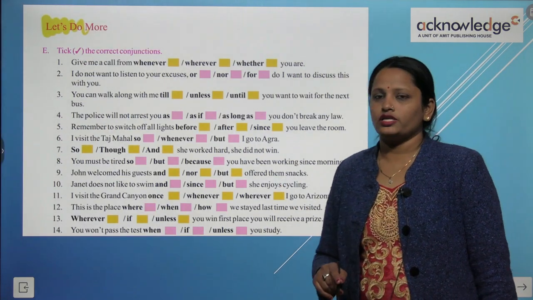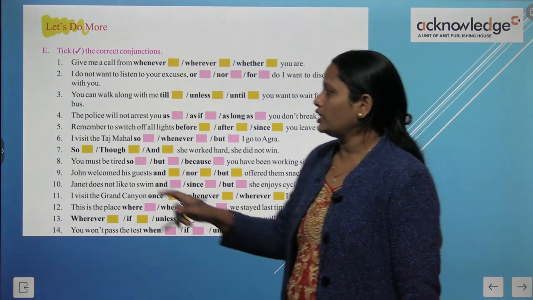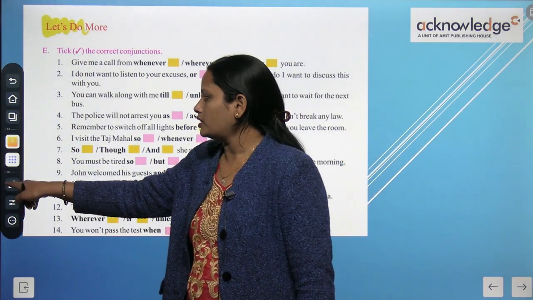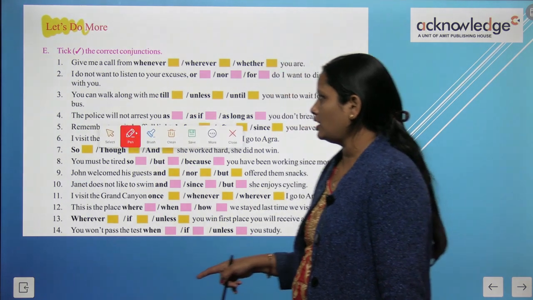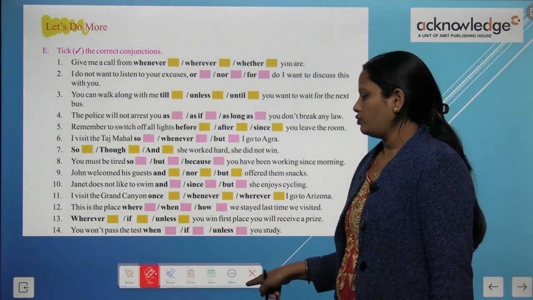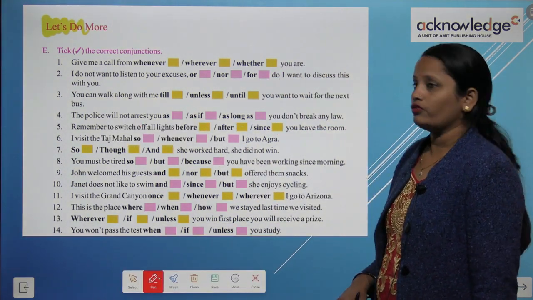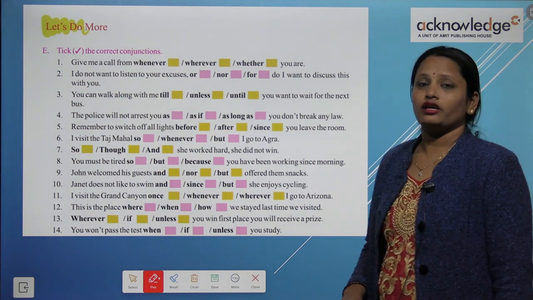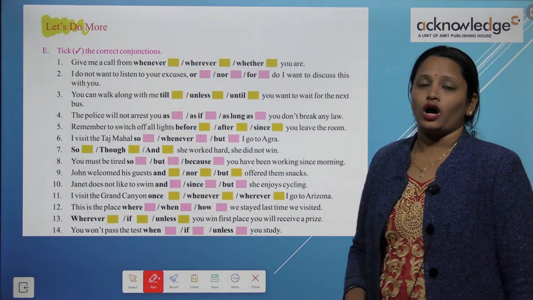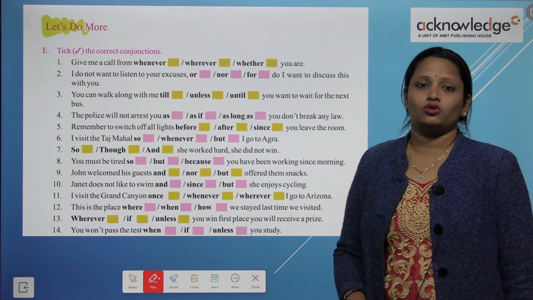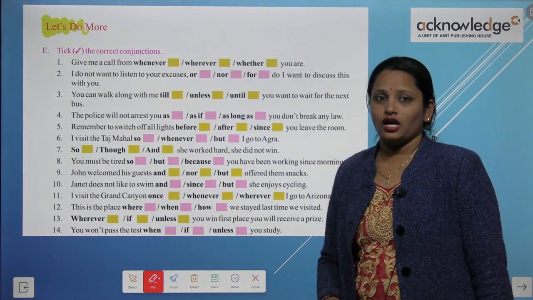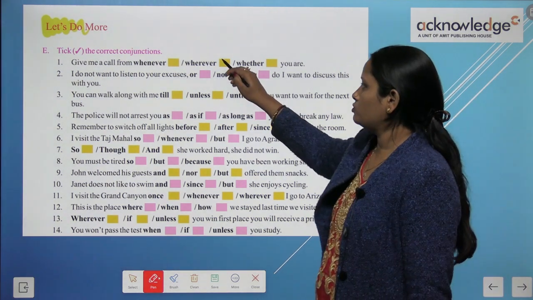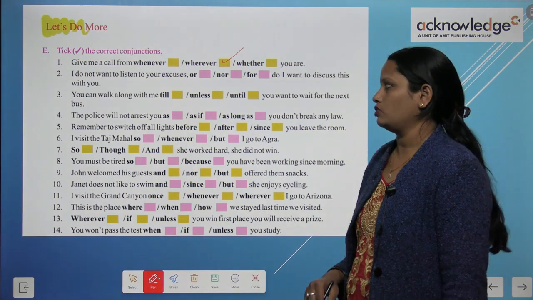Now let's do more. Here we have to choose the correct conjunctions. We have to check whichever conjunction is correct. Now the first one is: give me a call from whenever, wherever or whether you are. So call me from wherever you are. So here "wherever" will come: wherever you are, call me from there.